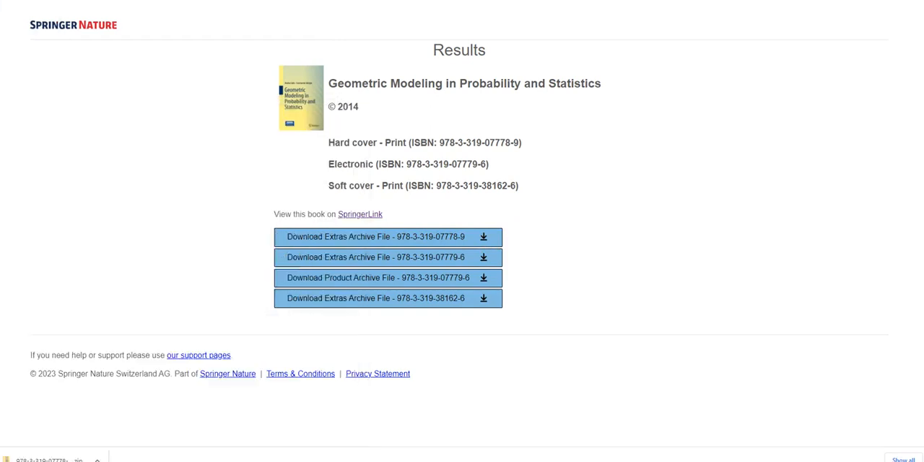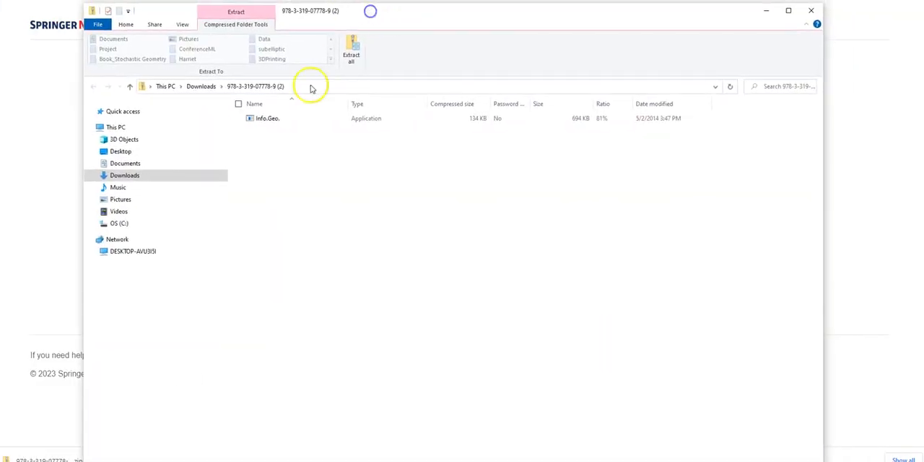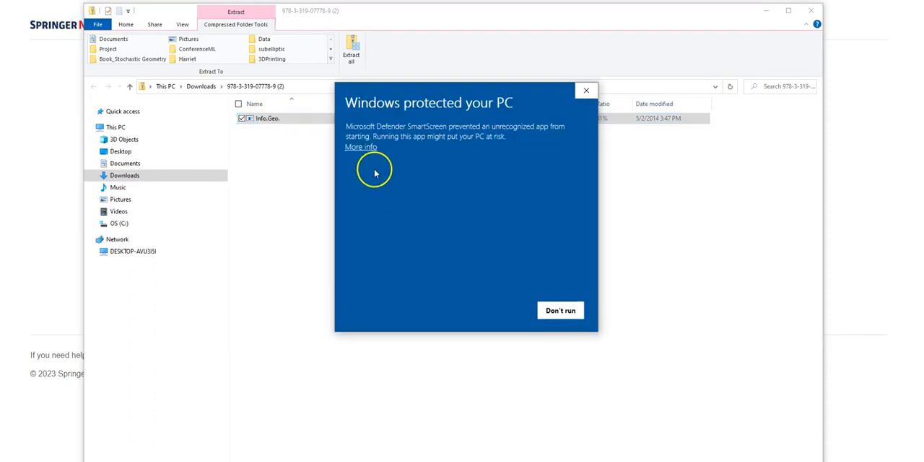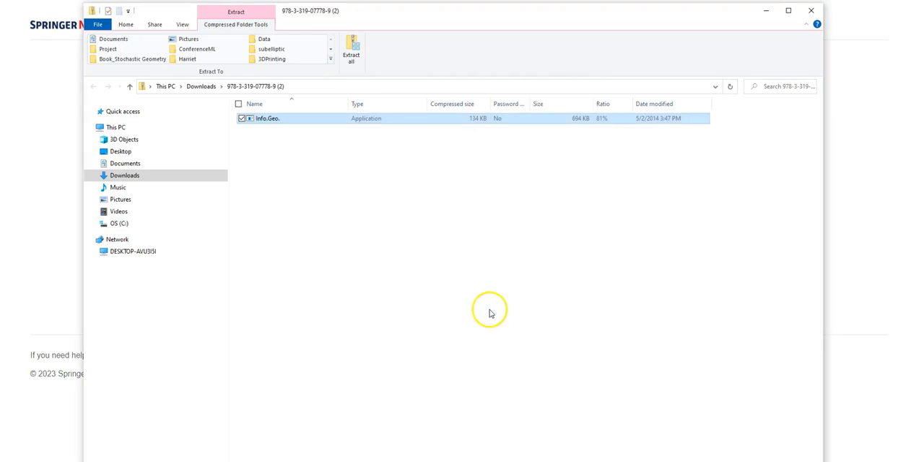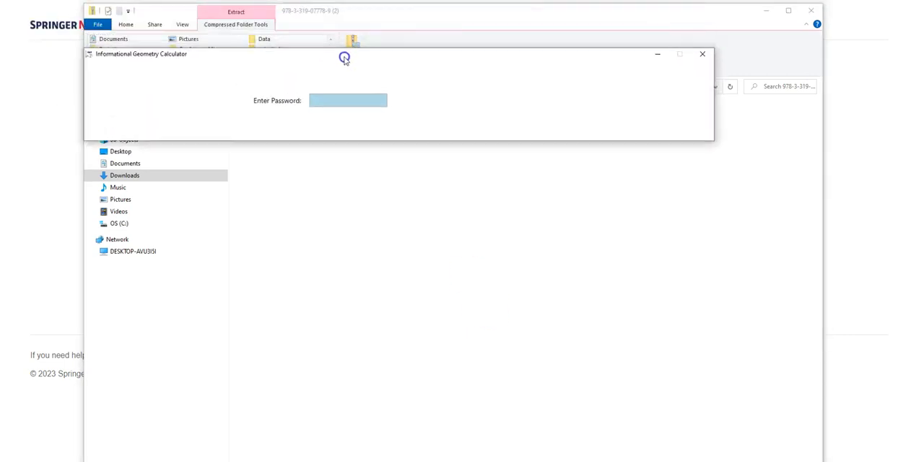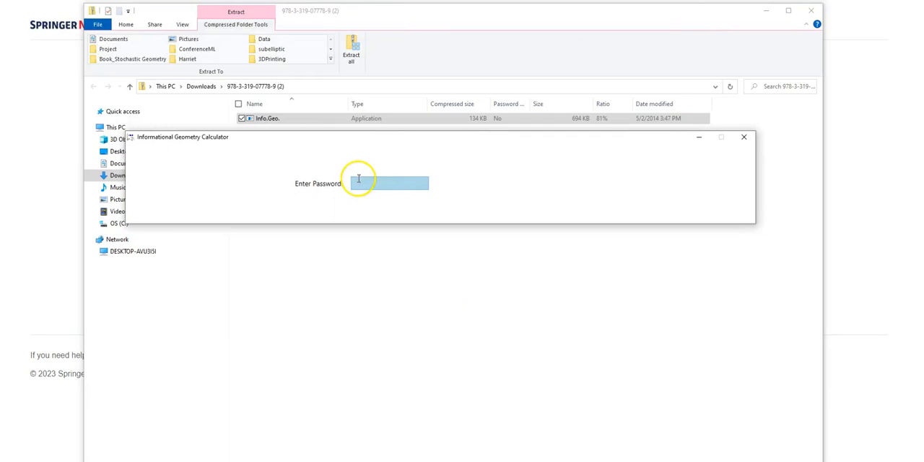Now you obtain the software as an .exe file. It's called InfoGeo, and then you say more information, run anyway, and we obtain this software. The password here is Springer 2014.